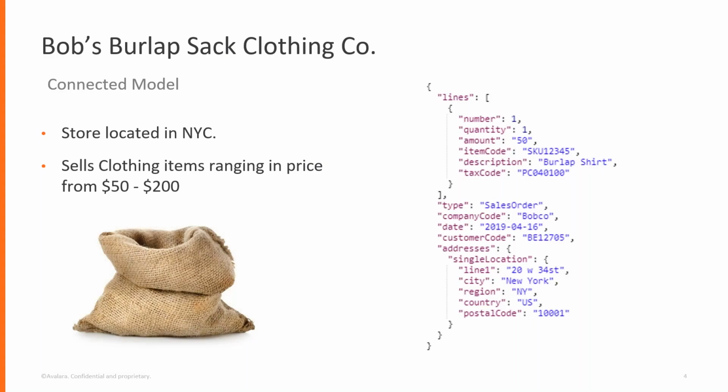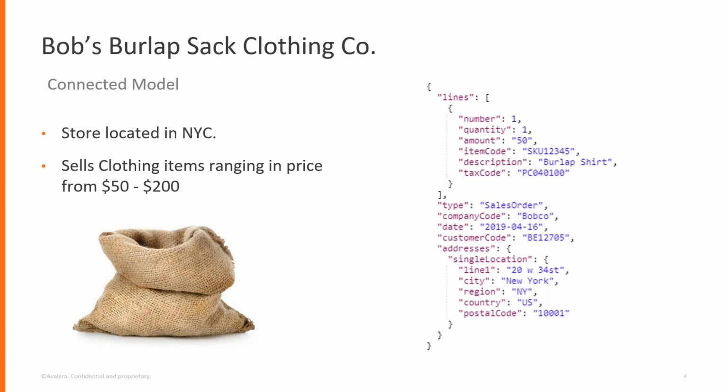So let's go shopping. On the connected model, we're going to start here with my sample store. I've got it located in New York City, and my sample store sells burlap sack clothing, because why not? Clothing items are going to range from $50 to $200, and we'll talk a little bit about why that price is important in a minute. Over on the right, this is what the dynamic request to AvaTax is going to look like to get a calculation back.